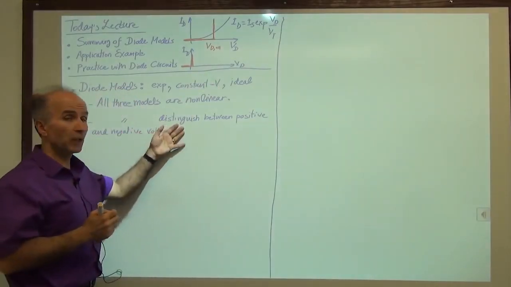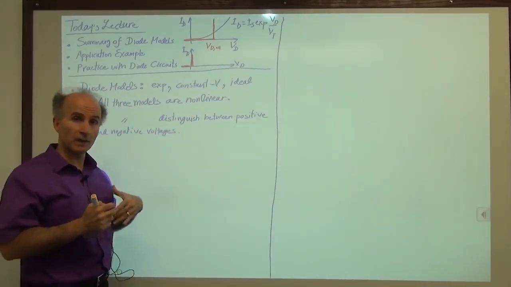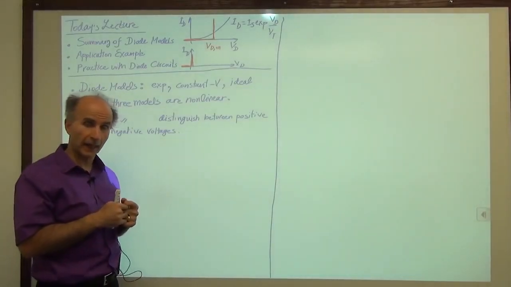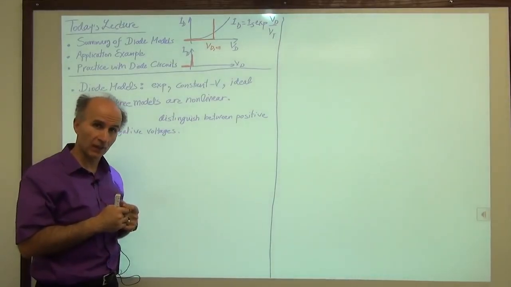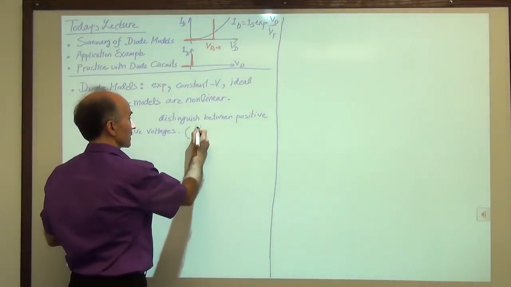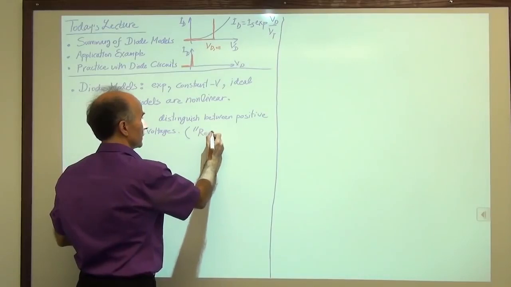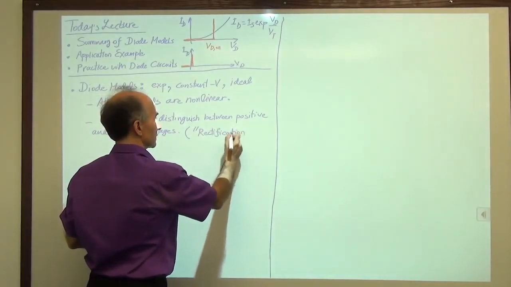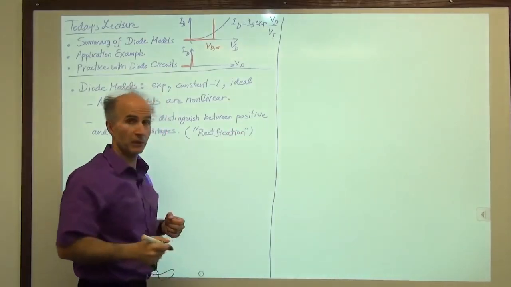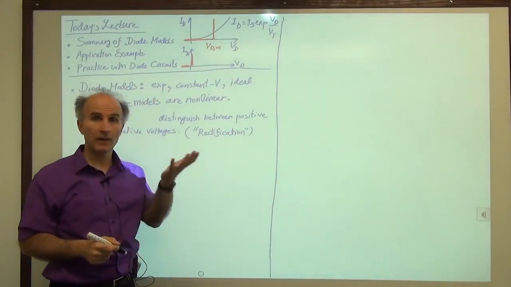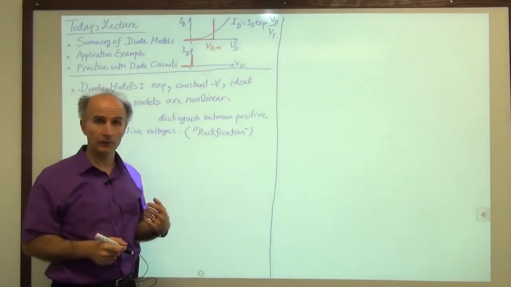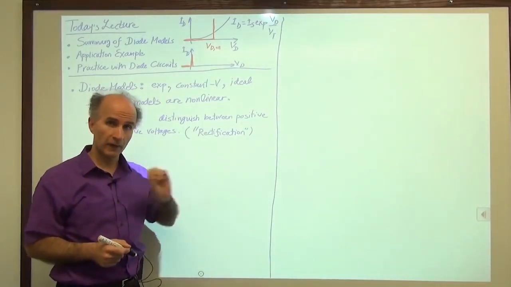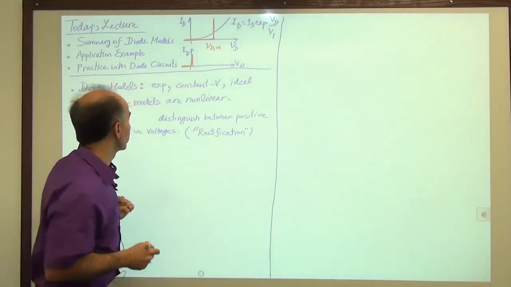The distinction that we make between positive and negative voltages is important in many applications, one of which we see today, and that is called rectification. Rectification means we treat the positive voltages differently from the negative voltages. Usually it means we keep the positive voltages and we throw away the negative voltages.